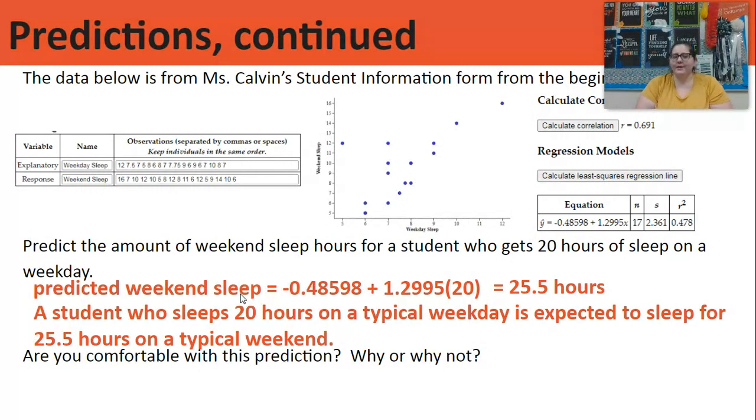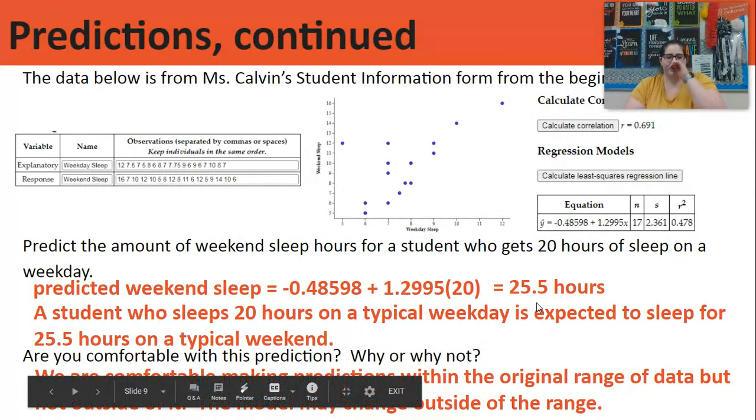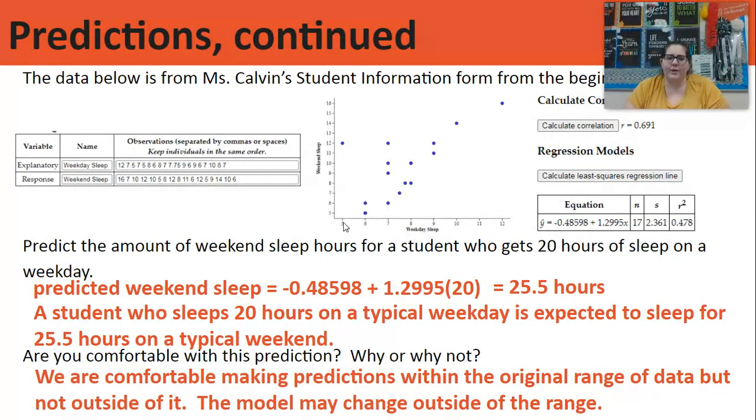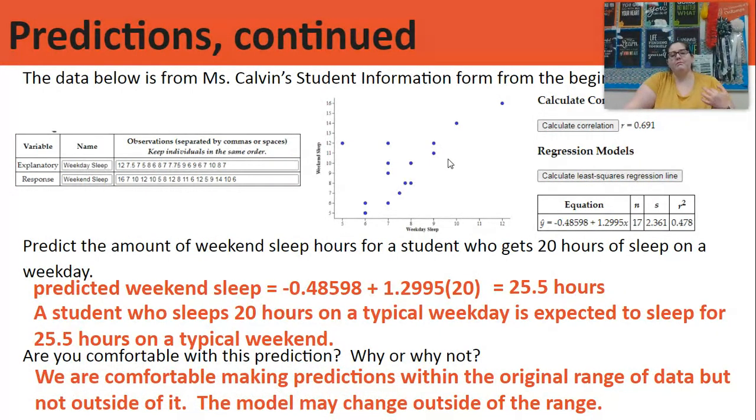Are we comfortable with this prediction? Not really, mainly because 25.5 hours in a single day is not possible. Basically, we're comfortable making predictions that are within the original range of data. If I look at my data, weekday sleep hours go from 5 to about 12. That's the range of our data. So we can use our line of best fit to make pretty decent predictions within that range. But as soon as we go outside of that range, our predictions are not going to be as reliable.